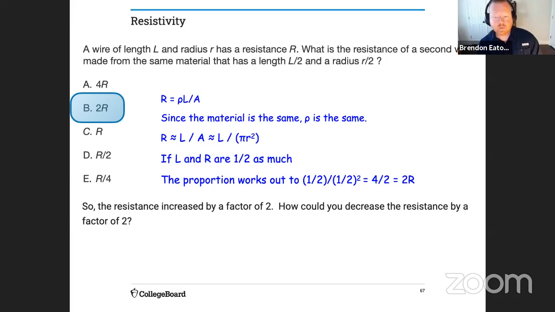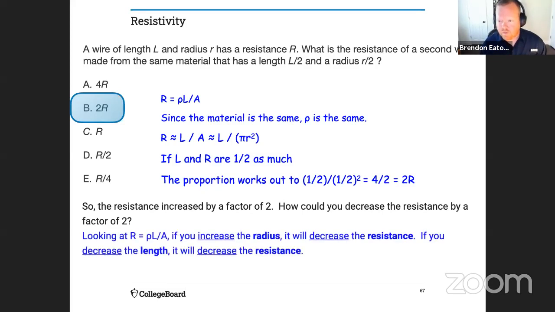So if I want to decrease my resistance by a factor of 2, I could increase the radius. Notice that radius is on the bottom of that fraction. So if you increase radius, it decreases resistance. But I could also decrease the length, and that would also decrease the resistance. That's the type of thinking and the process that we want you to be familiar with in just looking at an equation. It's not about making the calculations. It's about discussing that equation and saying how each of those variables contributes to the overall resistance of the material.